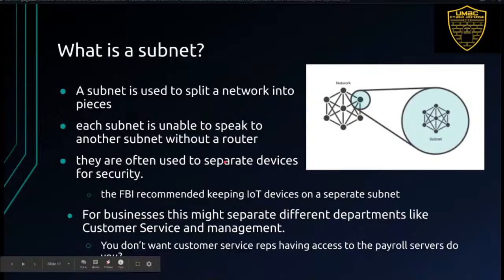Here it is. So what exactly is a subnet? I think this should have come before the last one. A subnet is used to split a network into pieces. Each subnet is unaware of the other subnet. So if you're on subnet A and your friend's on subnet B, it's basically like you're on separate networks. You'd have to do some shenanigans to get them to talk to each other, and that's using routing, which is a layer 3 thing.